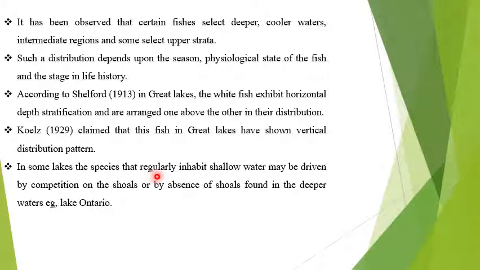In some lakes, species that regularly inhabit shallow water may be driven by competition on the shoal, or by the absence of the shoal, to be found in deeper water. An example is Lake Ontario. In a shoal, the same age or same group of species dwell in the same stratum, so other strata may not have the same species, but at the same level there may be thousands or lakhs of individuals. So there is strong competition for food and other things, and a particular species may inhabit a particular stratum.